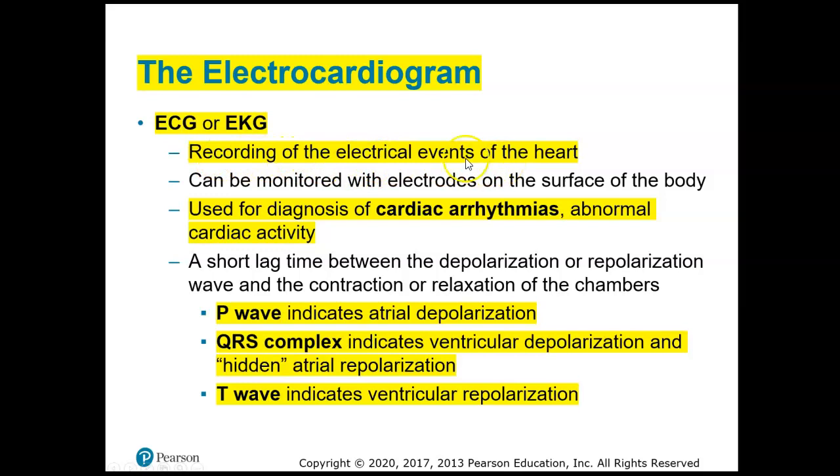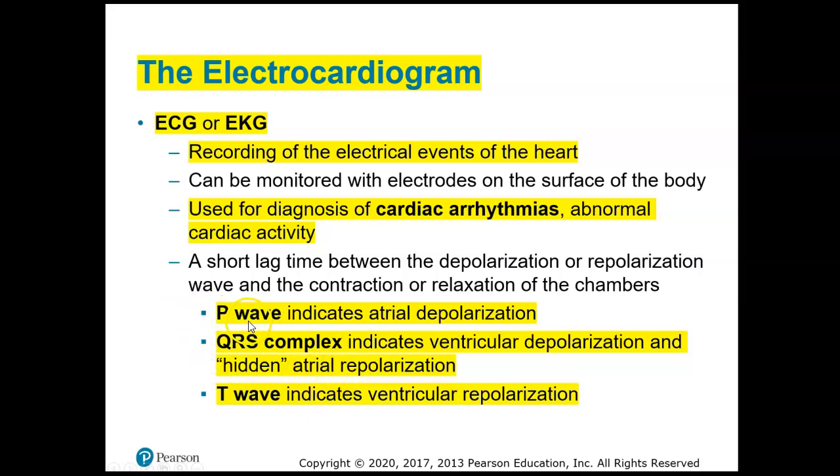So we've got the EKG or ECG, which stands for electrocardiogram, a recording of the electrical events of the heart. Every time you see a peak in the EKG, that represents something that's about to happen in the contraction cycle of the heart. Something's about to contract or relax. We use EKGs to diagnose cardiac arrhythmias and abnormal cardiac activity. You cannot use an EKG to diagnose a heart attack, but you can tell if the heartbeat is too fast or too slow. You can use it for bradycardia and tachycardia and other conditions too.